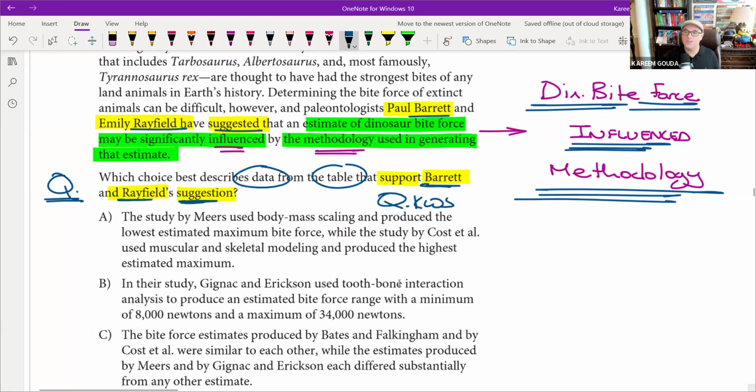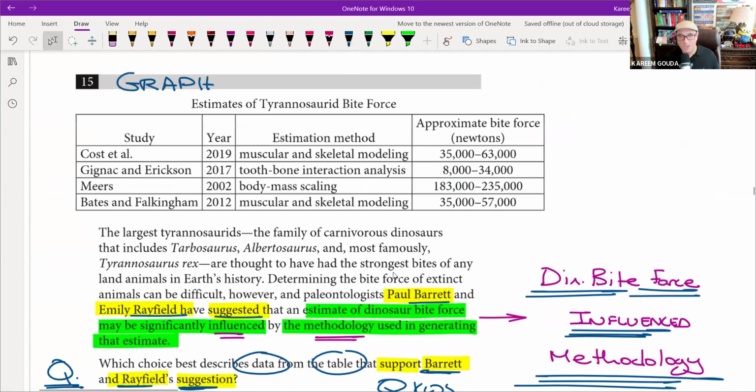Second step, you go look at the table. There you go. So this is the study. So that's the name of the people. This is the year. This is the method. So this is our methodology. Remember, we said bite force and we said methodology.